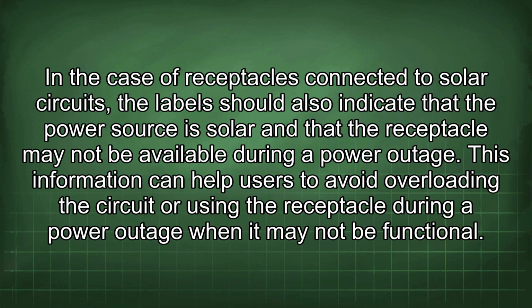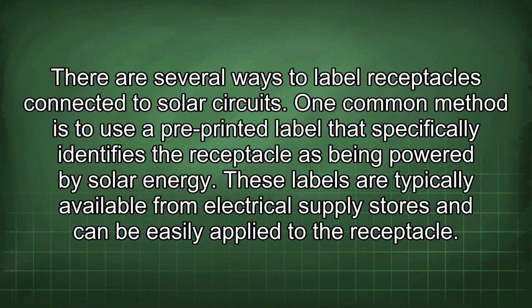In the case of receptacles connected to solar circuits, the label should also indicate that the power source is solar and that the receptacle may not be available during a power outage. This information can help users to avoid overloading the circuit or using the receptacle during a power outage when it may not be functional. There are several ways to label receptacles connected to solar circuits. One common method is to use a pre-printed label that specifically identifies the receptacle as being powered by solar energy. These labels are typically available from electrical supply stores and can be easily applied to the receptacle.